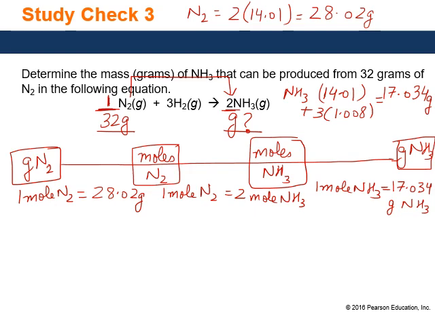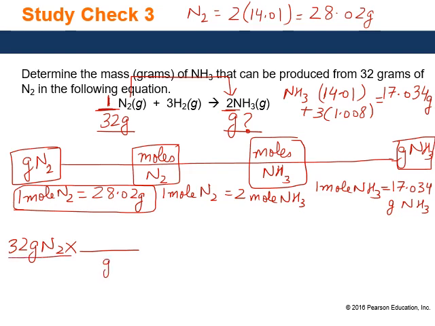Now we start with grams of nitrogen, 32 grams of N2. Multiply it with one fraction that comes from my first conversion factor. Starting is grams of nitrogen, so I should put grams of nitrogen here. How many?